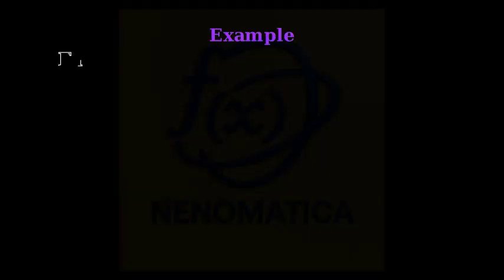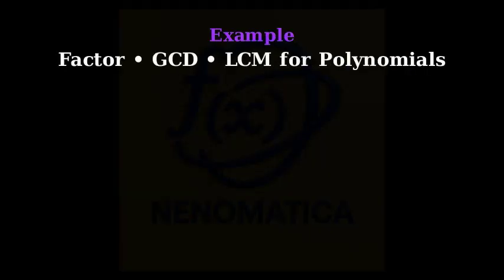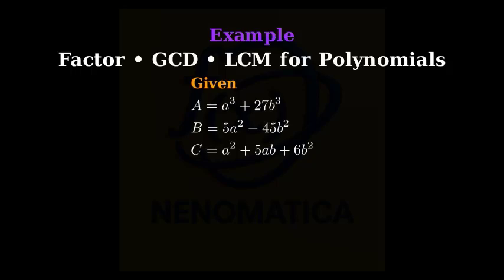We will factor 3 expressions, find their greatest common divisor, and their least common multiple. This example will connect factoring patterns to greatest common divisor and least common multiple for polynomials. Given 3 expressions, a equals a cubed plus 27b cubed, b equals 5a squared minus 45b squared, c equals a squared plus 5ab plus 6b squared. We'll factor each, then read off the greatest common divisor and the least common multiple.